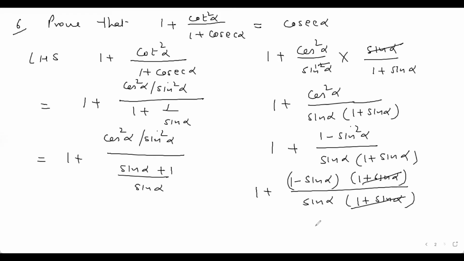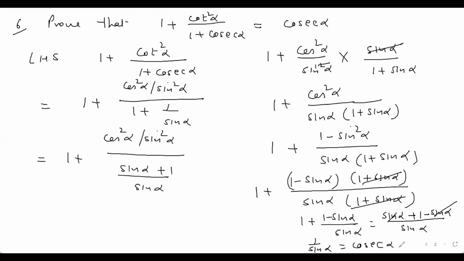So I have 1 + (1 − sin α)/sin α. Take the LCM, sin α. This is sin α + 1 − sin α. This and this cancel. So I'll have 1 over sin α, that is equal to cosec α. So left hand side is equal to right hand side.